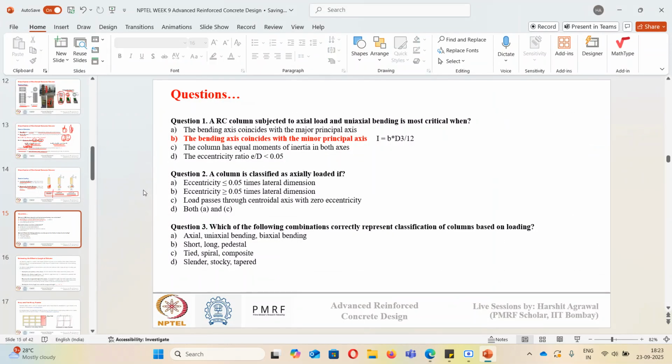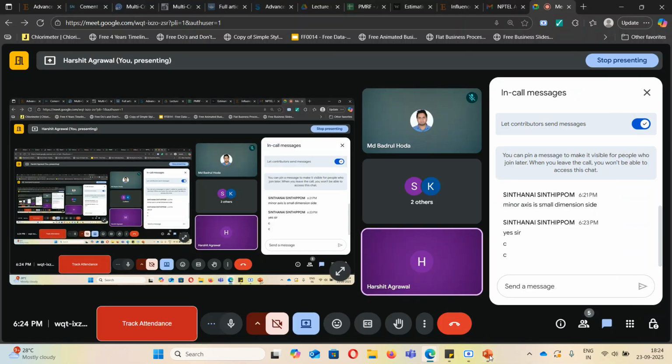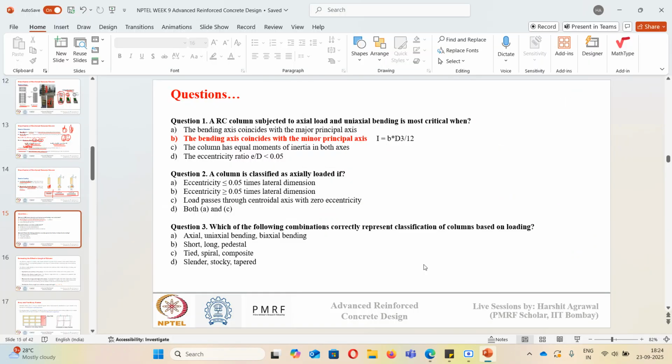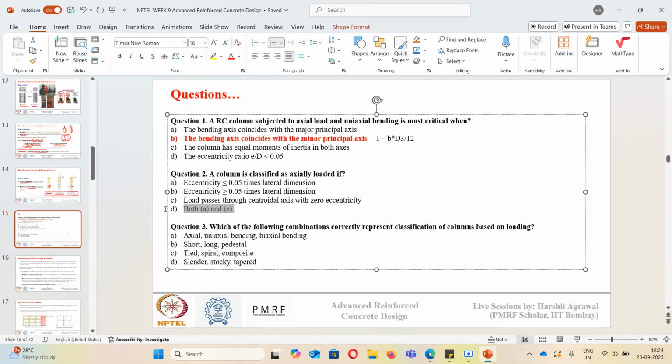Now try to answer the second question. A column is classified as axially loaded if. So when will we say a column is axially loaded? C. Okay. Any other guesses? Yeah, the correct answer is D, both A and C.